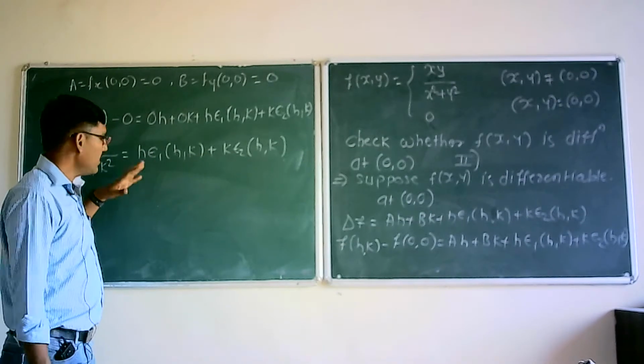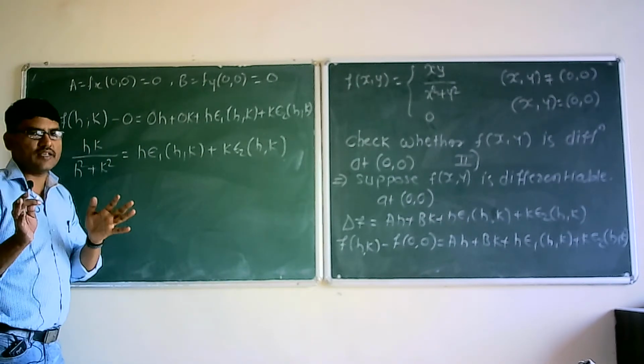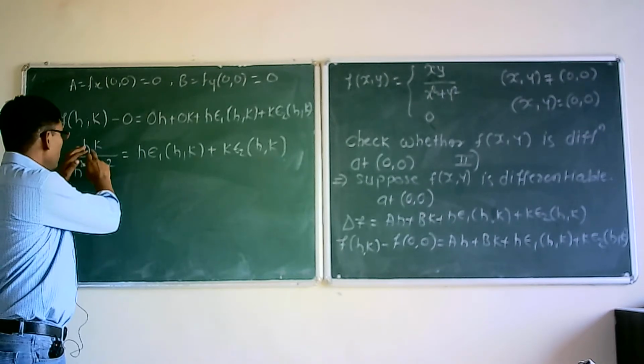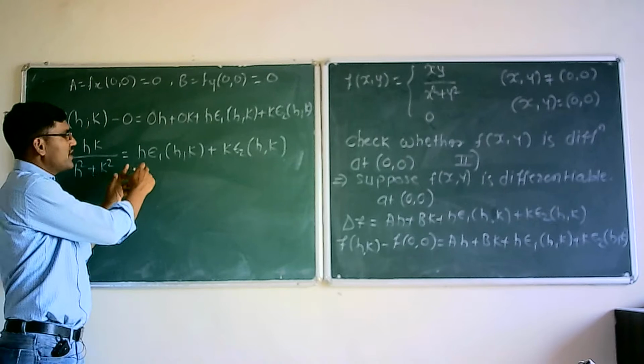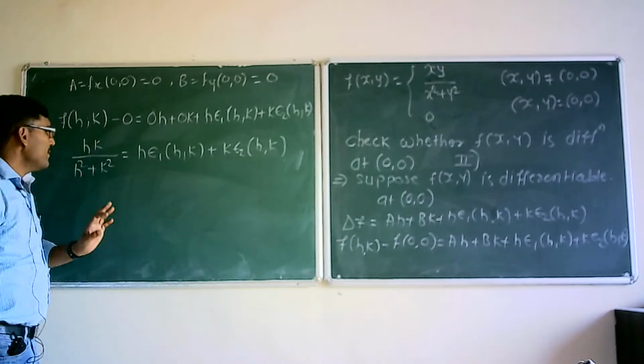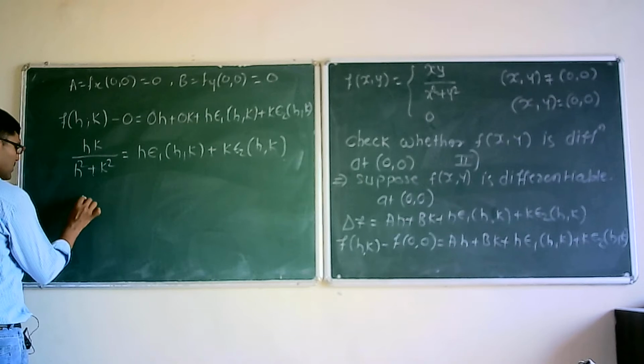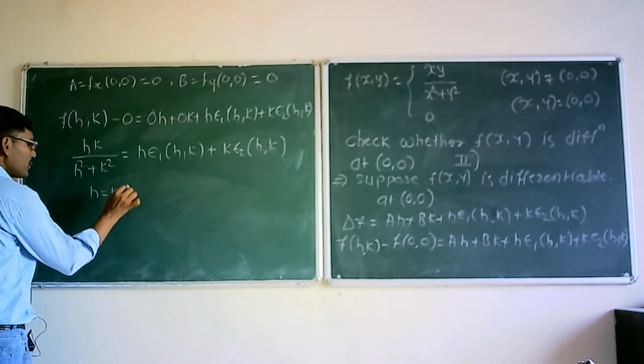This means that whatever values I take for h and k, real numbers, this term can be expressed in this form. Okay, then let us take a particular case. Suppose we are going to take a particular case. Suppose h is equal to k.